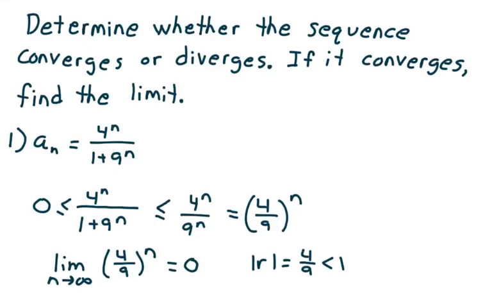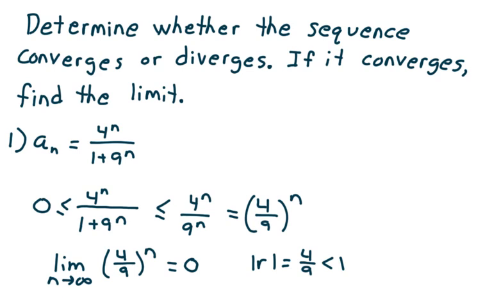Determine whether the sequence converges or diverges. If it converges, find the limit. Let's take a look at example 1. Suppose a sub n is equal to 4 to the n divided by 1 plus 9 to the n. I'm going to apply the squeeze theorem.